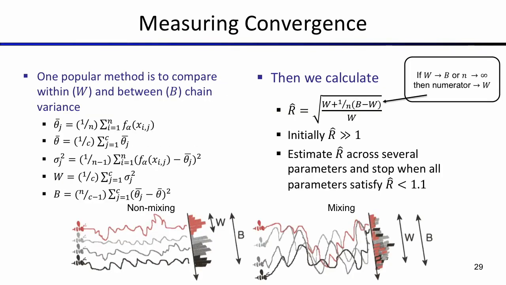One popular method to test for convergence is to compare what we call the within and the between chain variance. What we have illustrated in this figure are the different chains: chain 1, chain 2, chain 3, until chain 4. This is, in my equations here, the index j. And what we have for A here is actually what we have observed in the chain: the first observation until the observation number n.